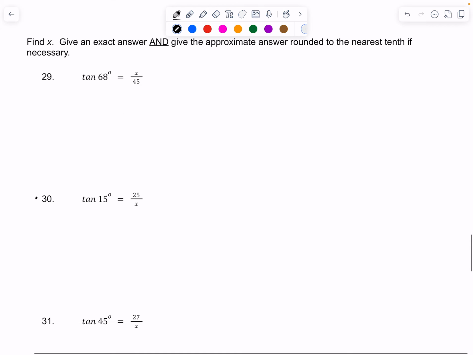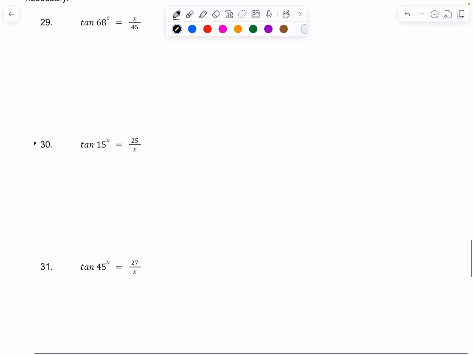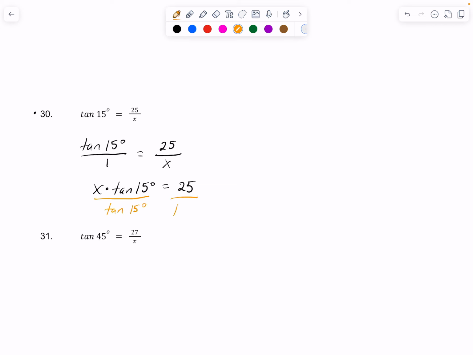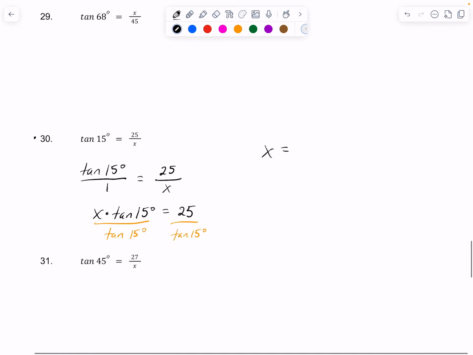There's no triangle, all right? But I wanted to show you this one because I'm actually going to rewrite it, putting this tangent over 1 to create a proportion. So then I'm going to do cross products, which would be x times the tangent of 15 degrees equals 25 times 1, which is just 25. Now I want to get x by itself, so I'm going to divide both sides by the tangent of 15 degrees. So my exact answer is x equals 25 over the tangent of 15 degrees.